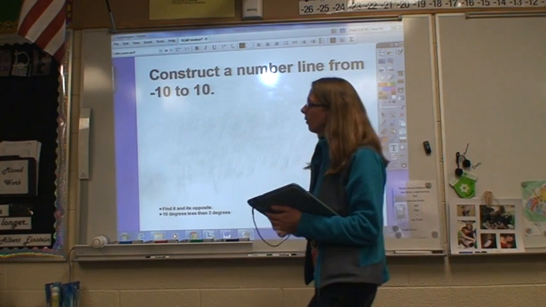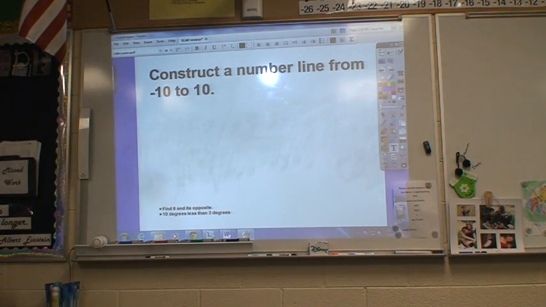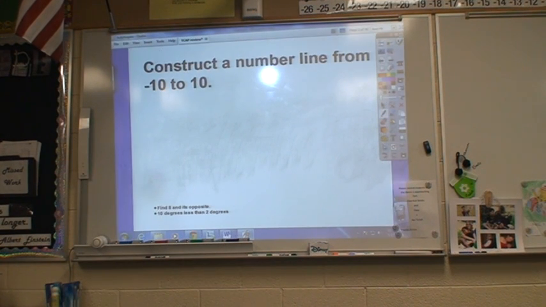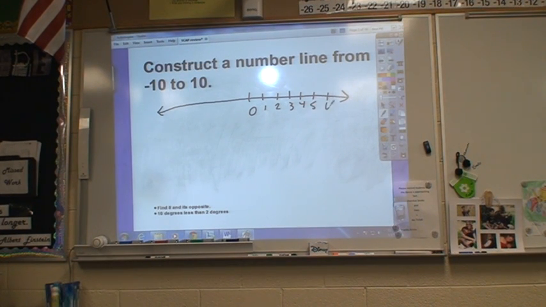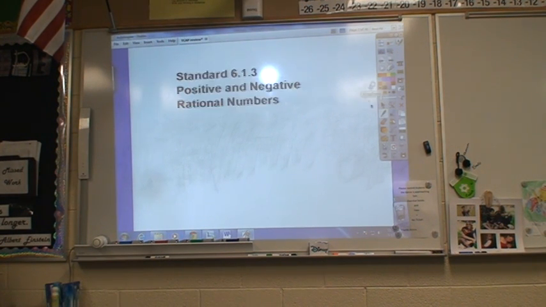Okay, so the first thing is we need to be able to construct a number line from negative 10 to positive 10. Hopefully you remember how to do this. I'm going to go ahead and draw it here. We know that 0 is right in the middle, and the positive numbers count up, just like they always have. And then if you remember, 0 acts like a mirror. So everything that is over here on the positive side is going to be the same on the negative side.